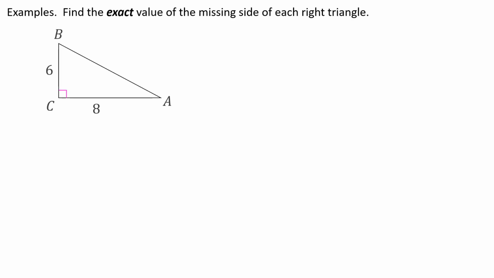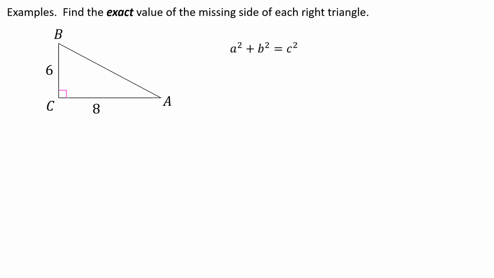Okay, so let's actually figure out how this thing works. Let's do some examples. I want the exact value for the missing side of each right triangle. So the first thing I'm also going to write down on my paper is a squared plus b squared equals c squared. All right, that's the first thing I'm going to write down.